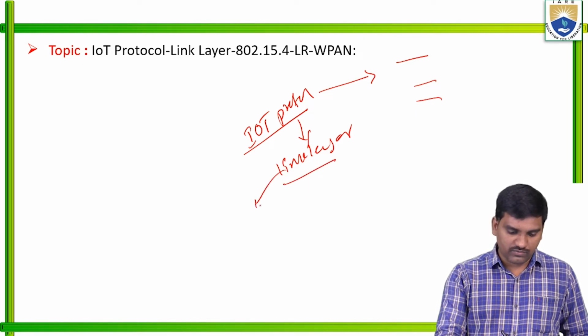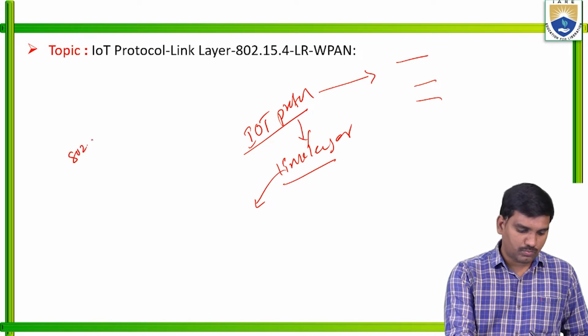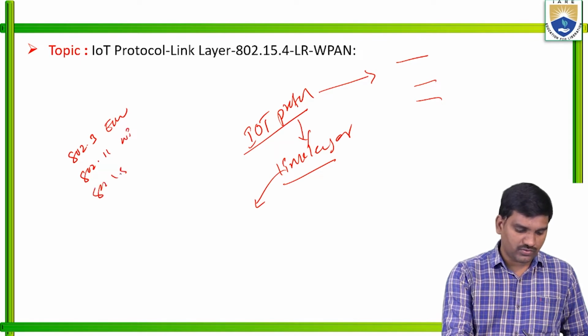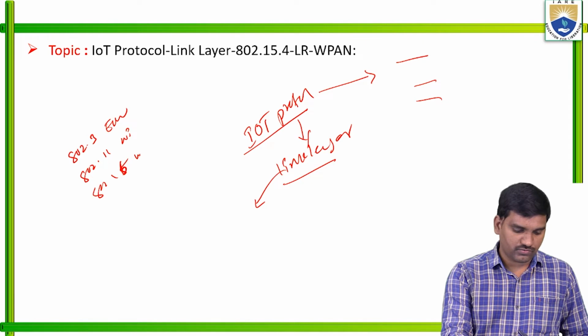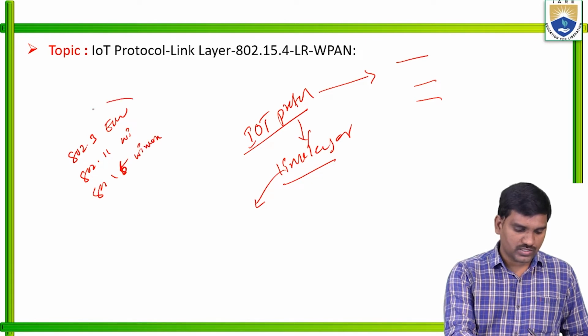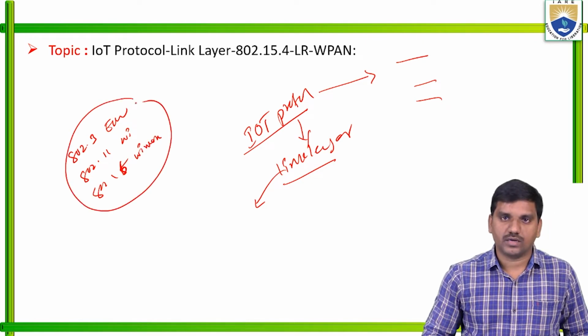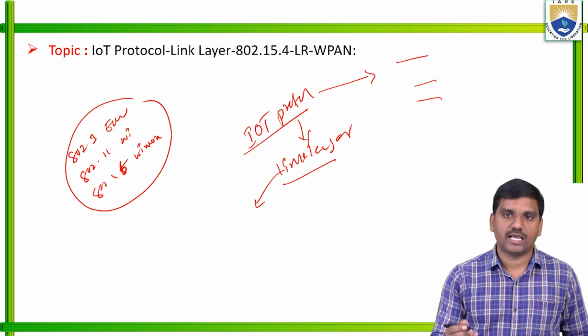In the link layer we have different types of protocols like 802.3 Ethernet, 802.11 Wi-Fi, 802.15, and 802.16 WiMAX. So these are the three IoT protocols we discussed up to the last session.